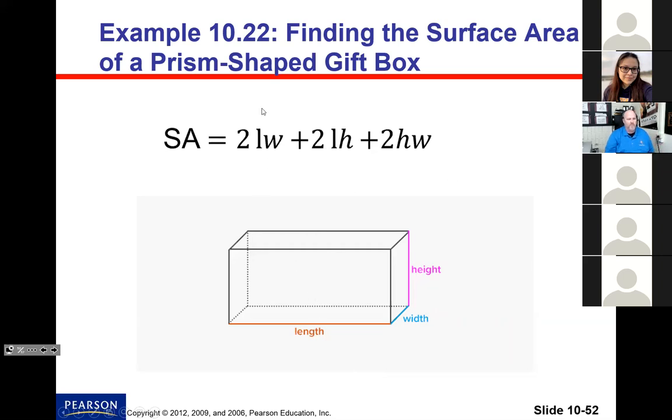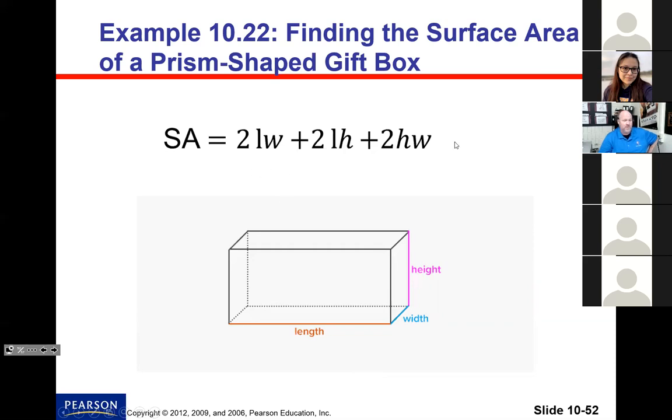So that's where this formula comes into it, right? 2 times length times width. That'll give you the bottom and the top. 2 times length times height. That'll give you the front and the back. And 2 times height and width. That gives you the left and right hand side. Right? And that's for surface area.